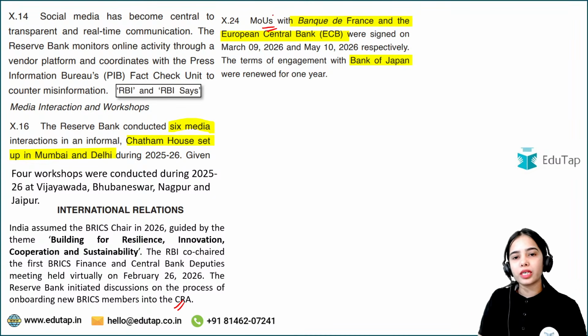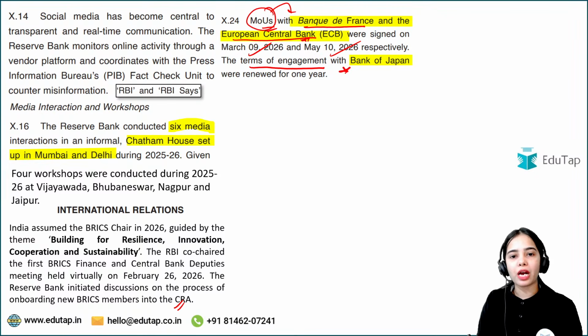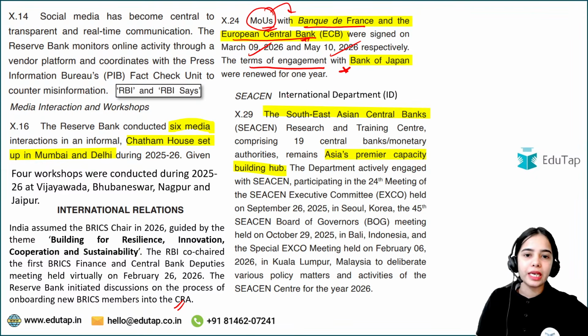MOUs: the Reserve Bank of India has signed MOUs with the Banque de France and the European Central Bank. These MOUs were signed in March 2026 and May 2026, respectively. The terms of engagement with the Bank of Japan were renewed for 1 year. Next is CSEN.